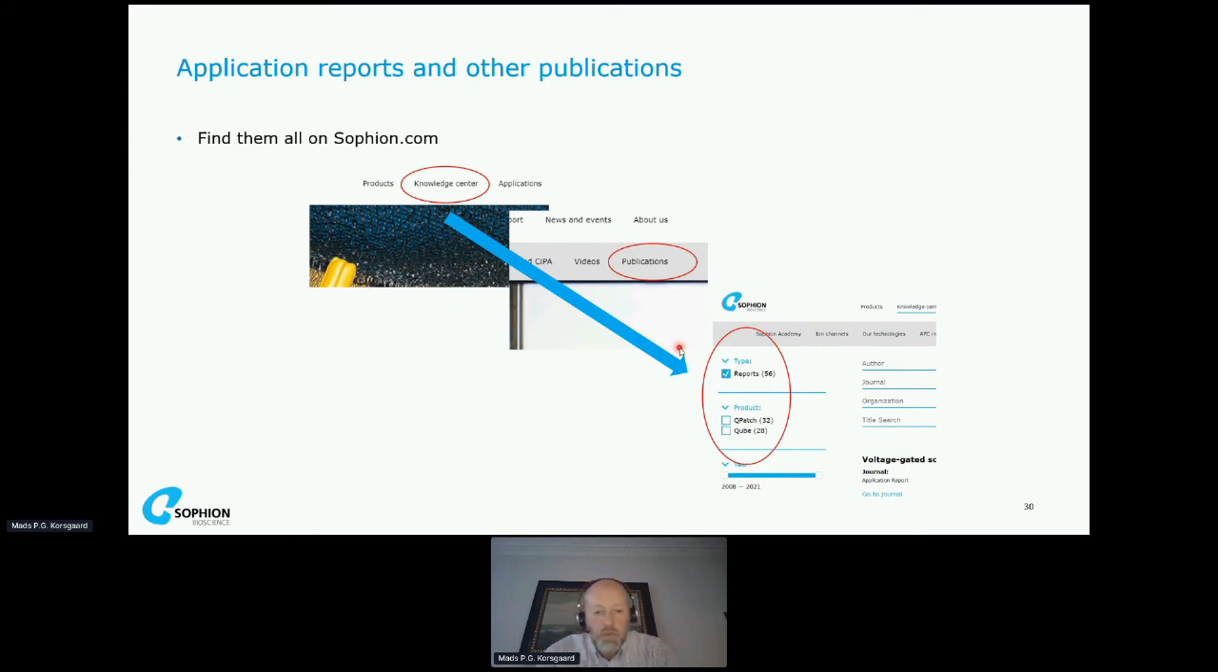All these investigations we eventually turn into reports or posters or presentations, and you can always find those on our website. So if you go to sophion.com and the Knowledge Center and Publications, you can make all sorts of filtering to do the searches. Right now we have what we call the application reports. We have 56 of those. So please don't hold back. Just go in there and find them, and you can download them. And if you have any questions coming out of reading them, we're more than happy to take those.